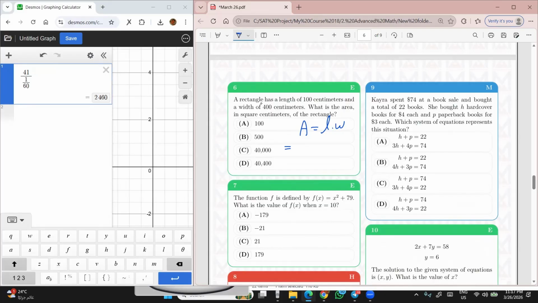The length times the width. Length is 100 and the width is 400. 100 times 400. Of course, the answer is 40,000, which is this answer, letter C.